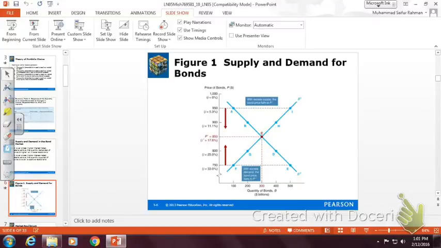Okay. So I think this is the model that we had where the demand curve is summarizing the behavior of the buyers, like the savers in our market, and the supply curve is indicating the behavior of the firms who want to borrow.